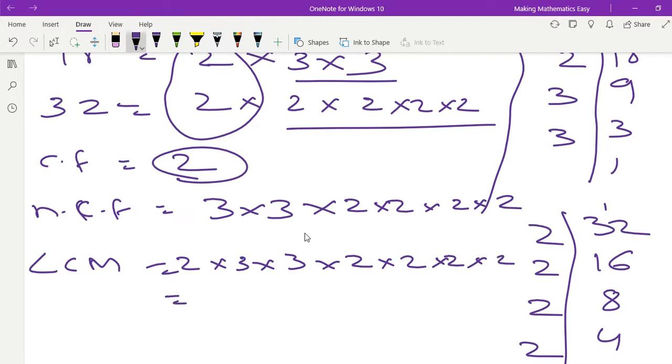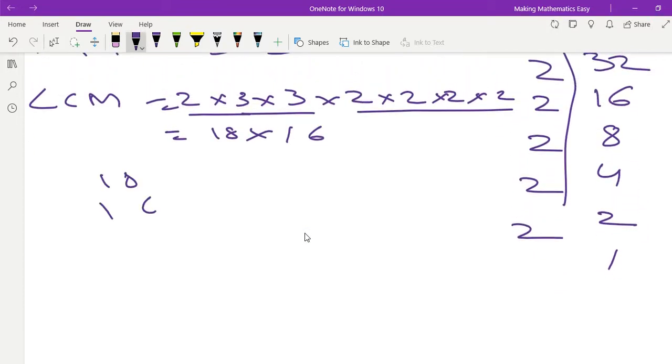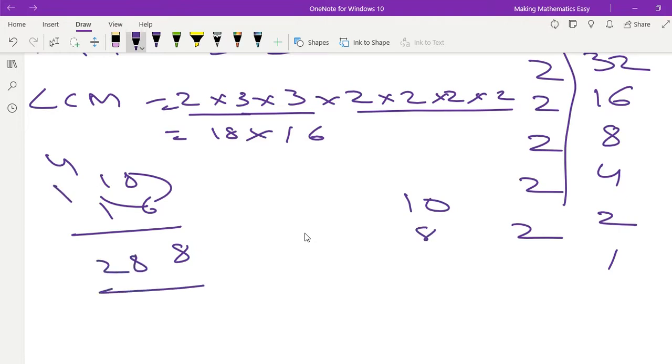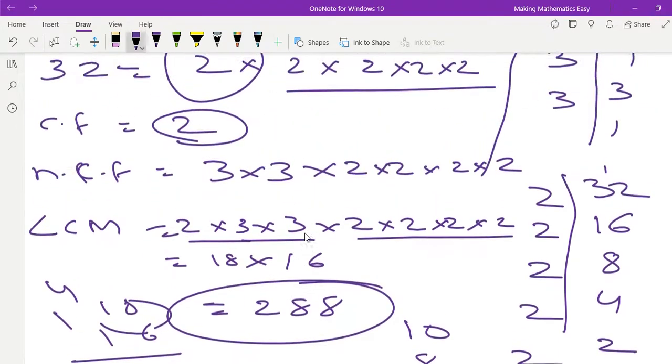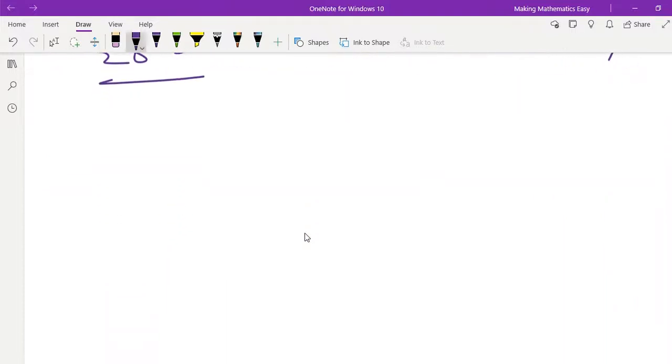2 2. Now 2 3s are 6, 6 3s are 18, 2 2s are 4, 4 2s are 8, 8 2s are 16. Okay, now we need to multiply these two numbers, which is 18 into 16. 8 6s are 48, 6 1s are 6, 9 10, 8 18, 2. So this is 288. So the LCM of 18 and 32 is 288.